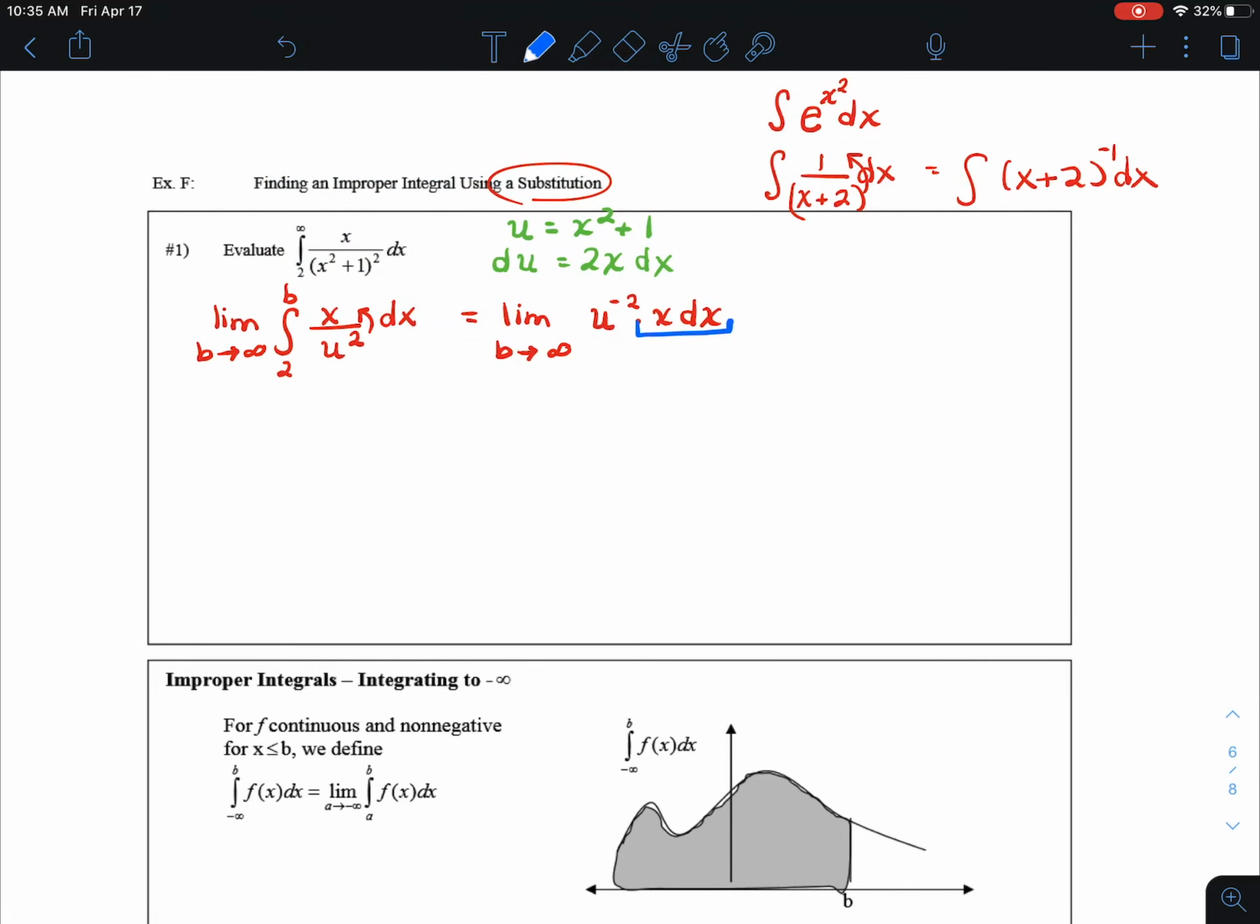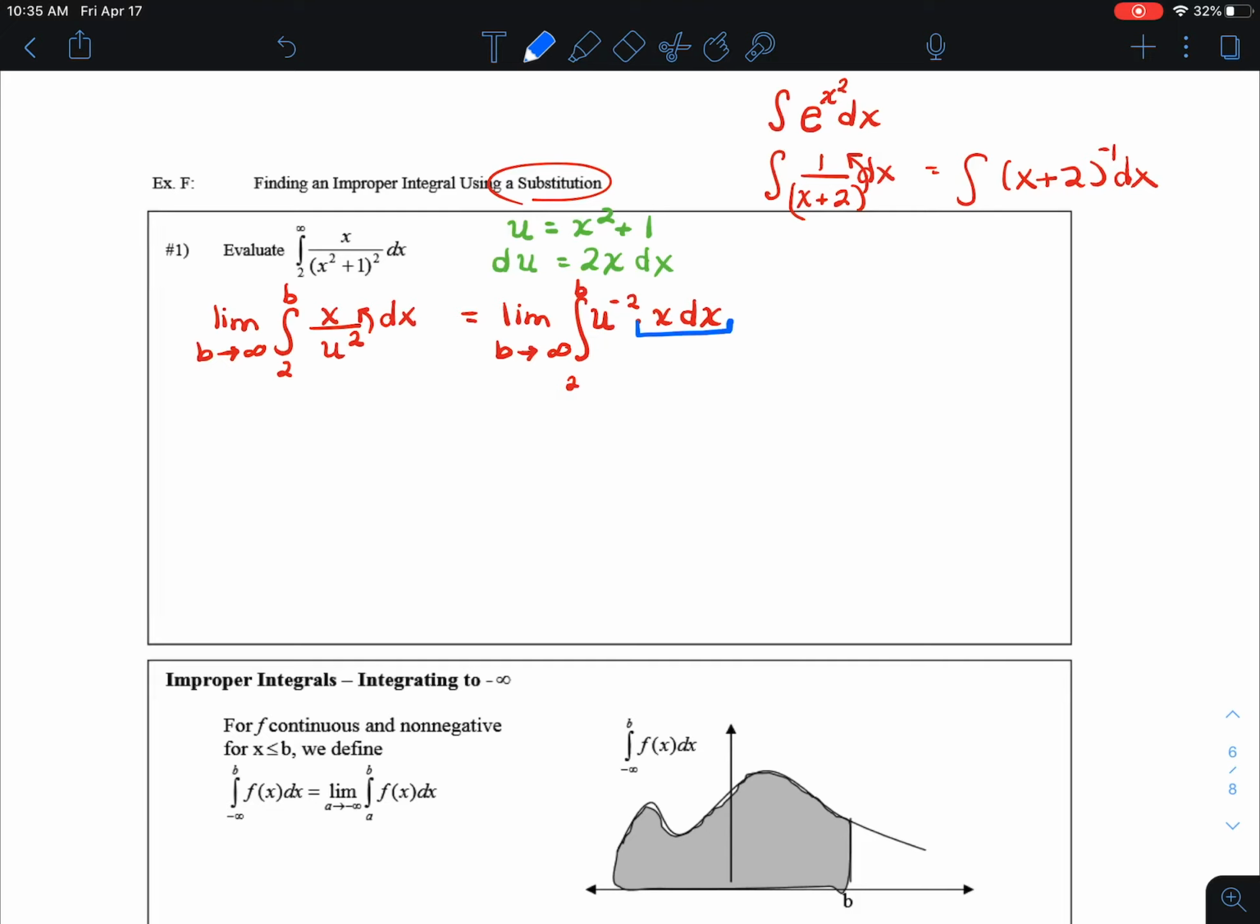We have all this extra after the u to the negative second, and we'd like to put in a du in place for that because we can't really have u's and x's together. Oh my goodness, I totally did not put my integration symbol there. We have not integrated yet here. We're prepping this so that we can integrate.